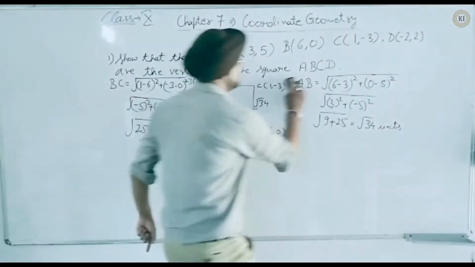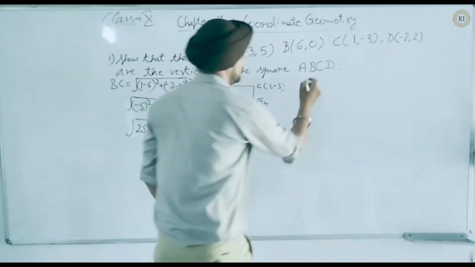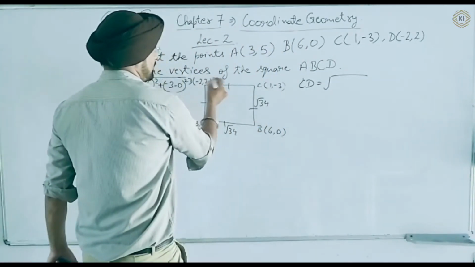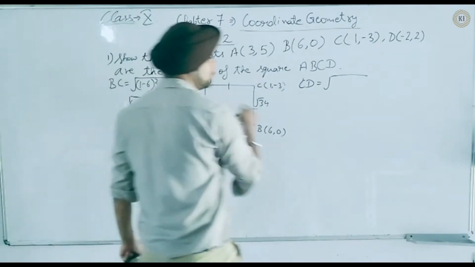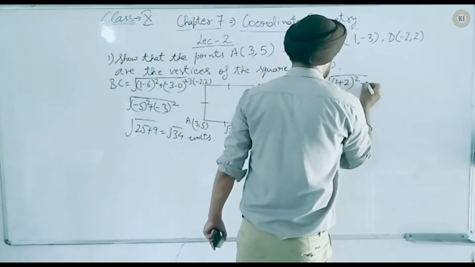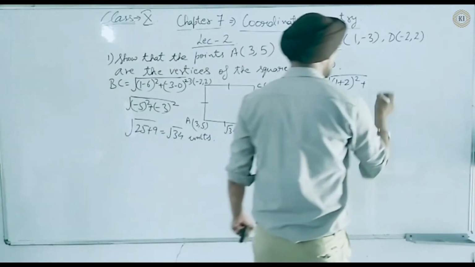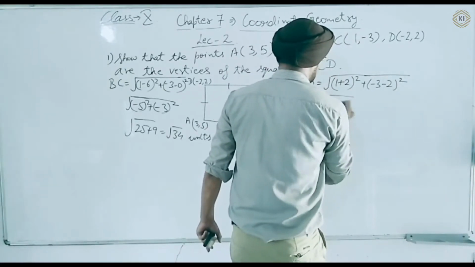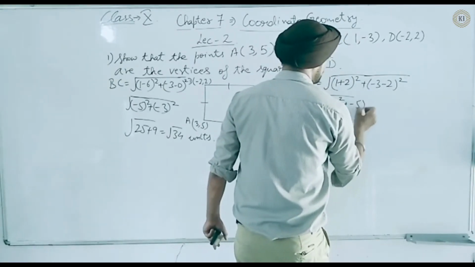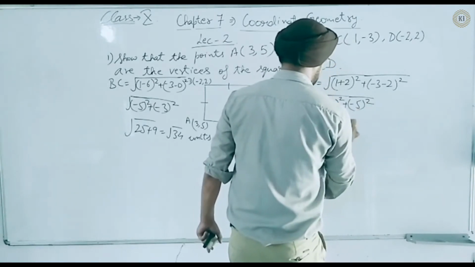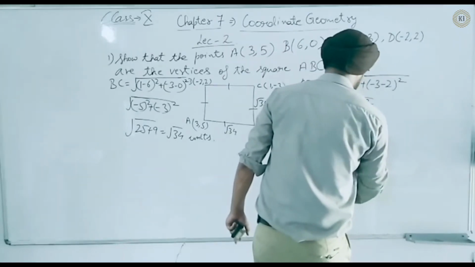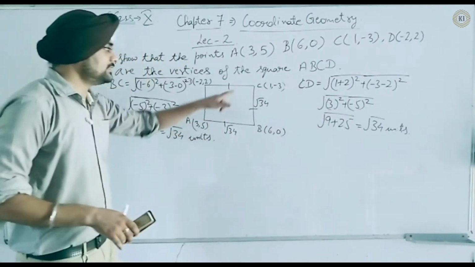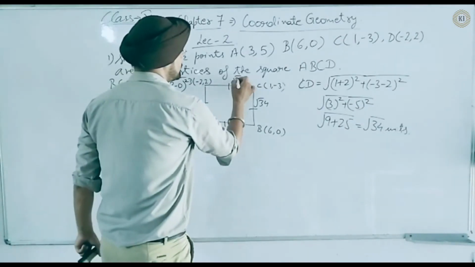Now see about CD. CD is equal to under root, x1, y1, x2, y2. So (1 minus 2), that is (1 plus 2) whole square plus (minus 3 minus 2). So again it will come 3 square and minus 5 square. 3 square is 9, minus 5 square is 25. So again it will come root 34 units. So after calculation, CD is also coming as root 34 units.